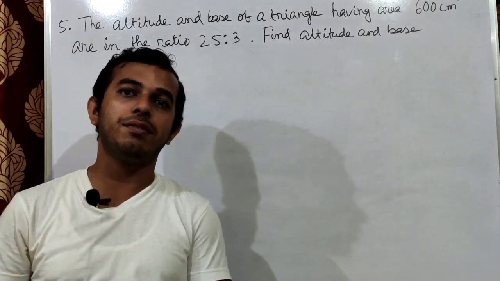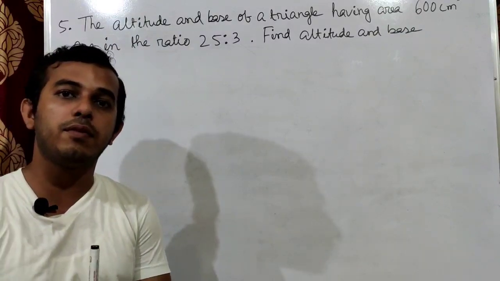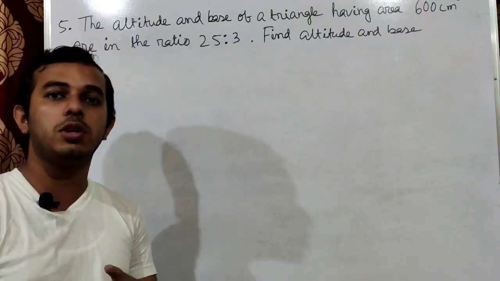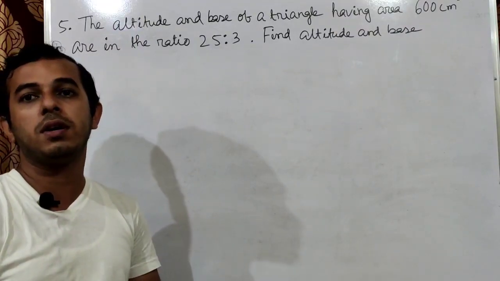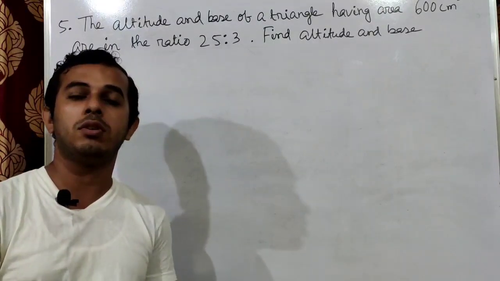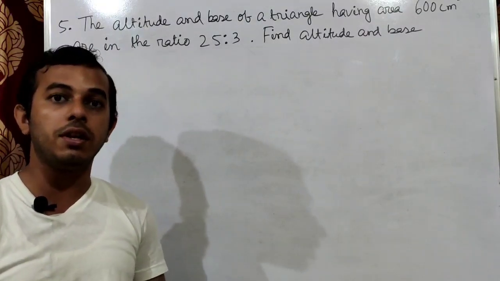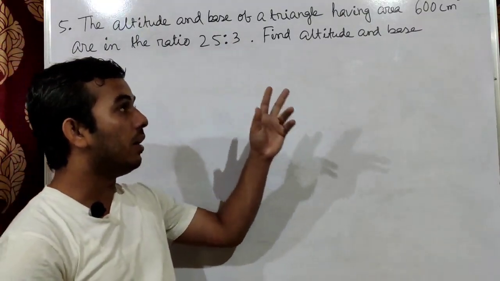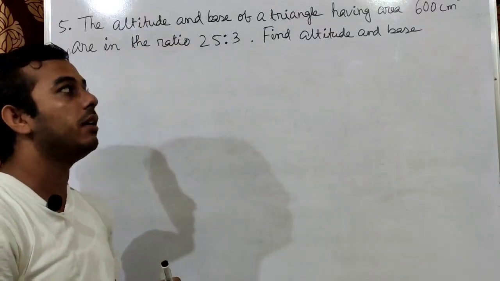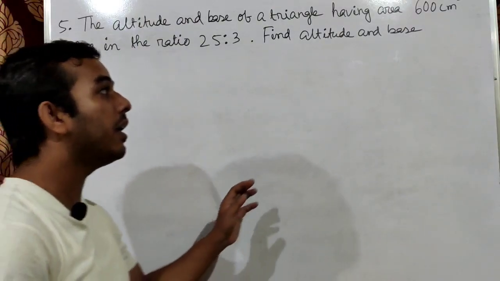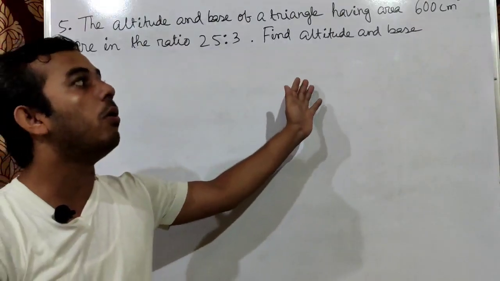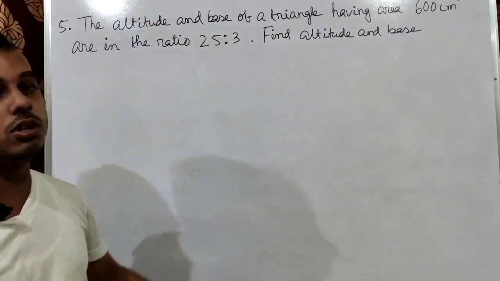So we are here with our fifth question. This question is a bit different from the ones we have solved earlier. In earlier cases, the area was given and the base was given, and we had to find the altitude, or the altitude and base were given and we had to find the area. But in this case, base and altitude are not given directly. They are in the ratio 25:3, and the area is given, which is 600 centimeter square. Now we have to find its altitude and base from the ratio 25:3.